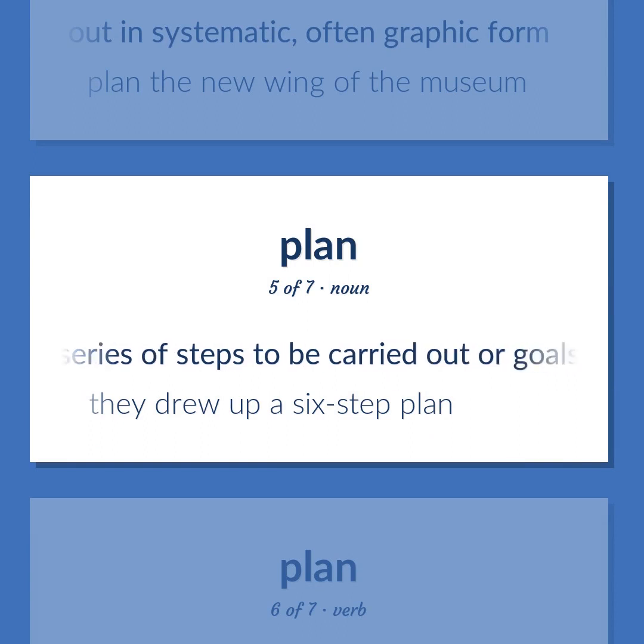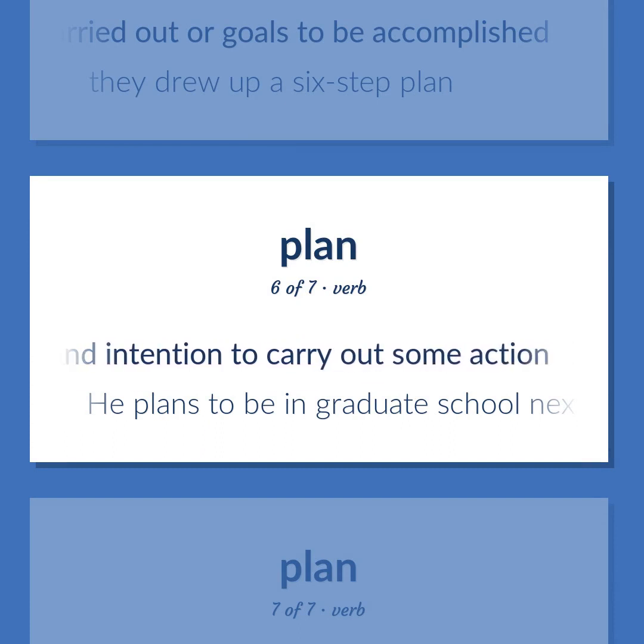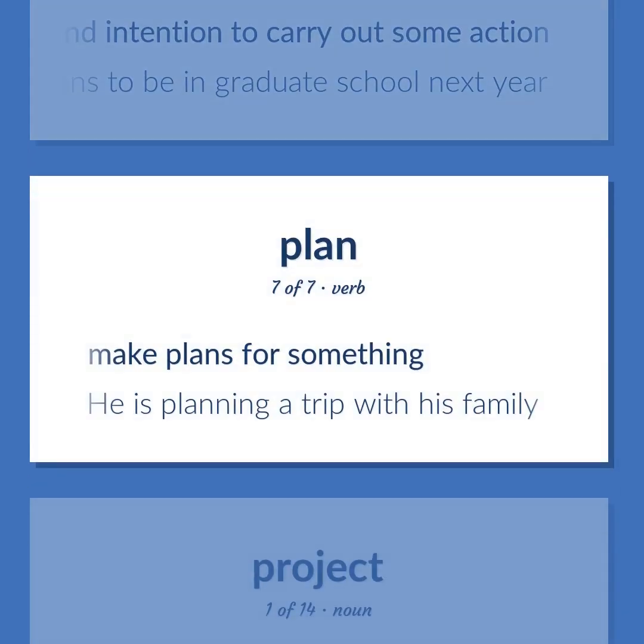A series of steps to be carried out or goals to be accomplished. They drew up a 6-step plan. Have the will and intention to carry out some action. He plans to be in graduate school next year. Make plans for something. He is planning a trip with his family.